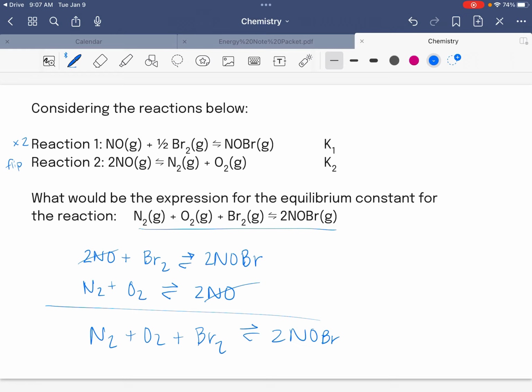So that checks out. Now we just have to manipulate our K values. For this first reaction, because I'm multiplying it by 2, I need to square this K constant. And then for reaction 2, because I flipped it, I need to take the reciprocal, so it's going to become 1 over K2. And then I need to multiply both of these together. So I'm going to get K1 squared over K2.